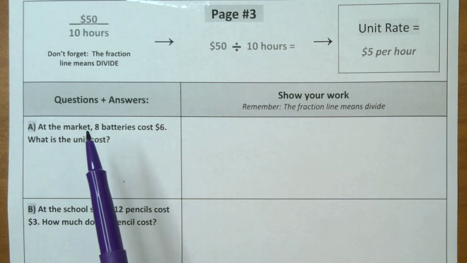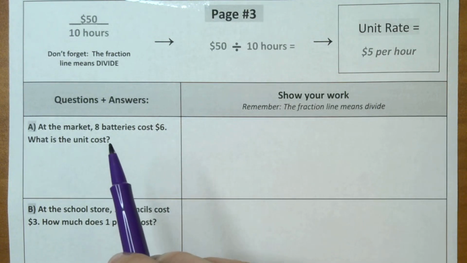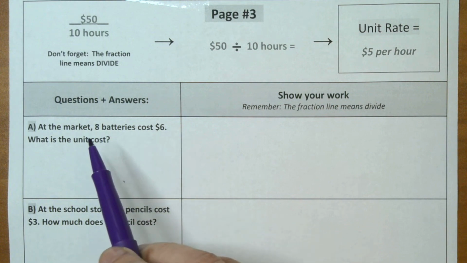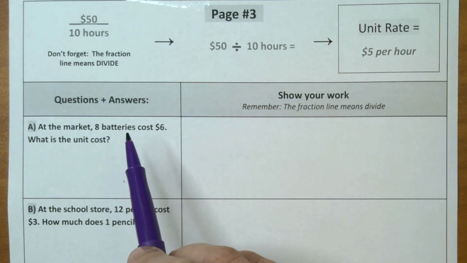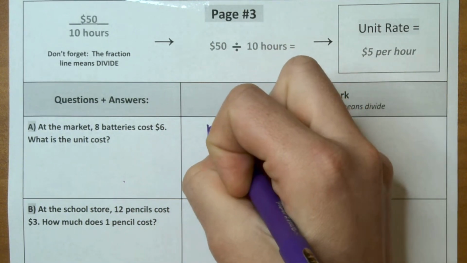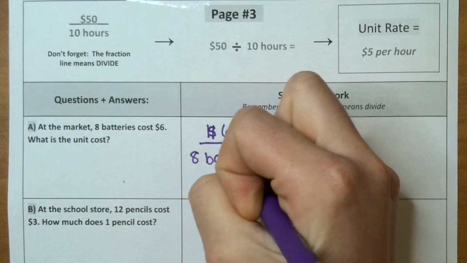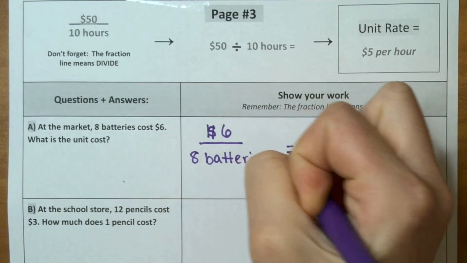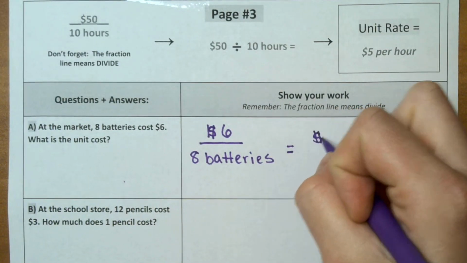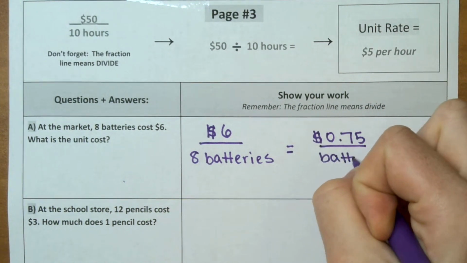A says, at the market, 8 batteries cost $6. What is the unit cost? So remember, with unit cost, we want to know the price per battery or the cost per whatever item we're talking about. So money will be the first number when we divide. So I'm going to do $6 divided by 8 batteries. $6 divided by 8 batteries is 75 cents per battery.